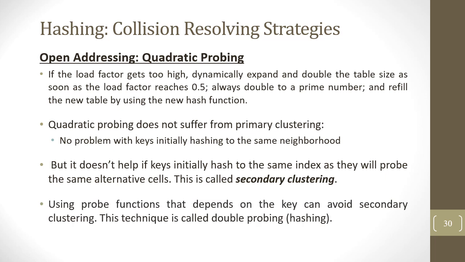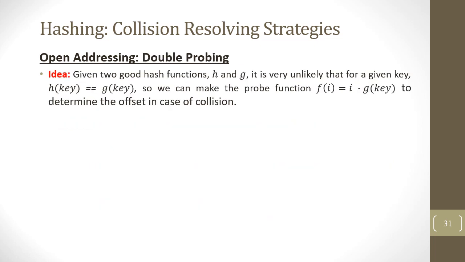Using probe functions that depend on the key can avoid secondary clustering. This technique is called double probing or double hashing. The idea of double probing is that given two good hash functions h and g, it is very unlikely that for a given key the results of both of these hash functions will be the same. So we can use one of the hash functions as the original hash function and the other hash function as the probe function to determine the offset in case of collision.